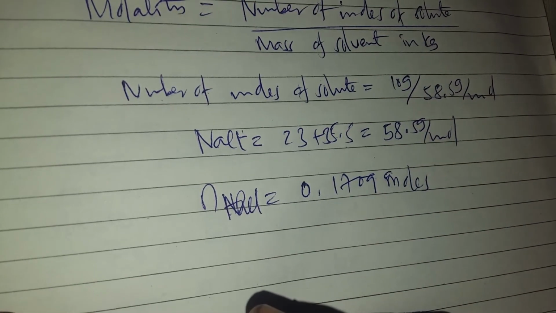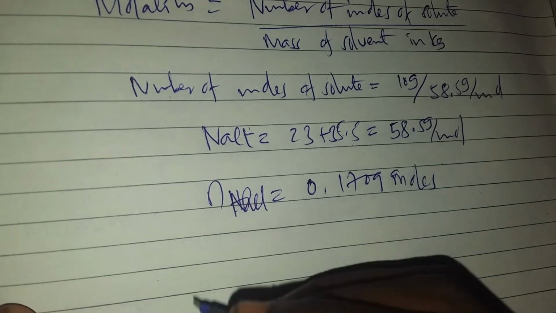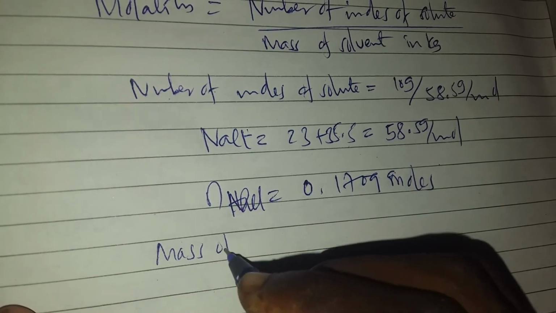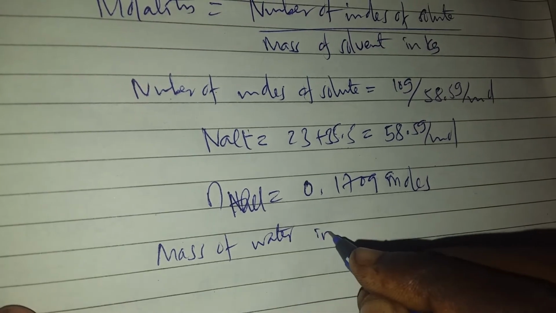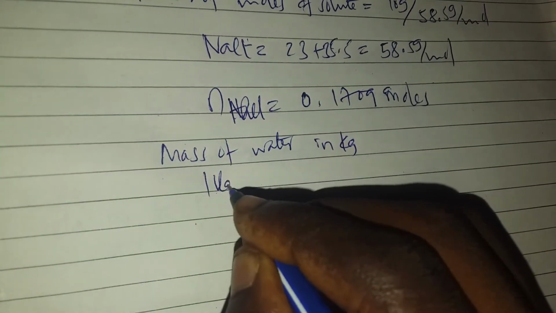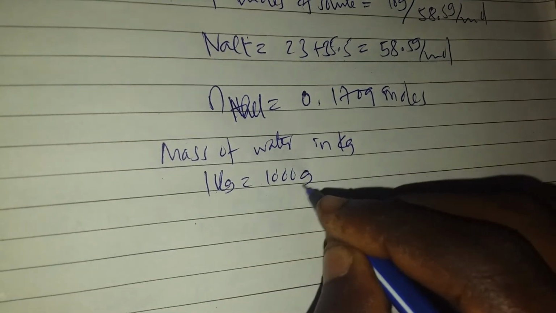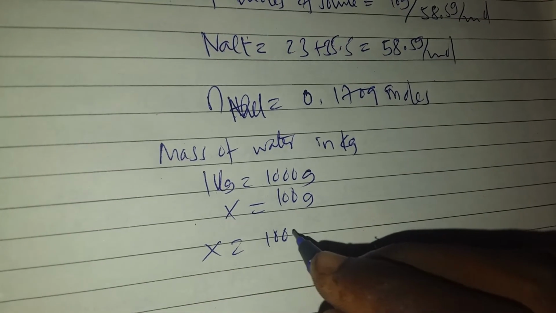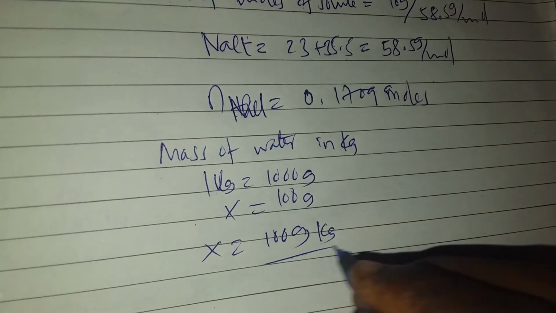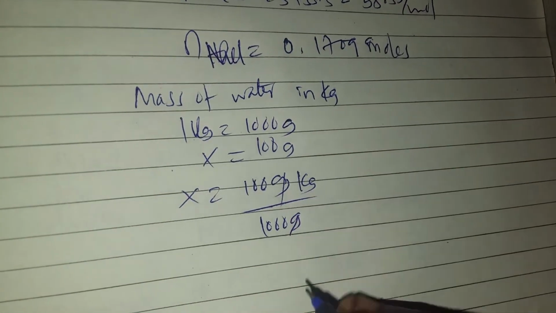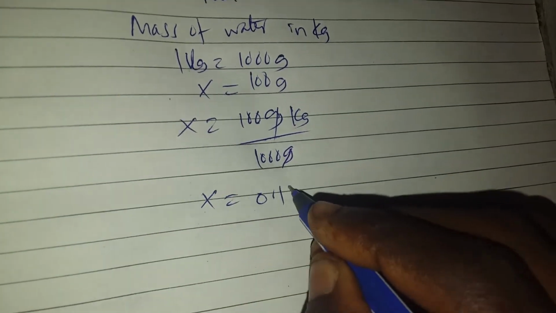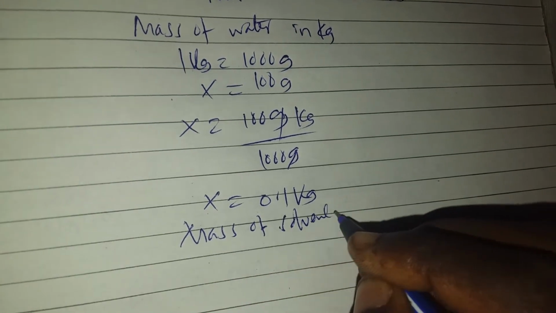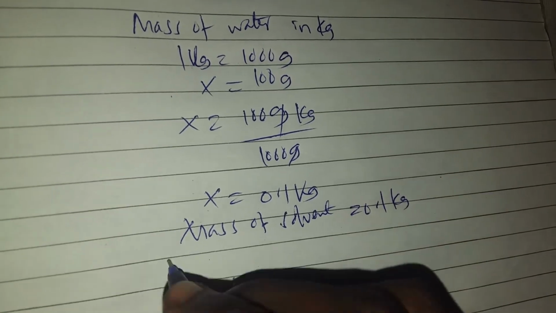Then we say the mass of water in kilograms. So 1 kilogram is equal to 1000 grams. 100 grams is equal to x. X will be equal to 100 grams times 1 kilogram divided by 1000 grams. Grams and grams cancel, and it should be equal to 0.1 kilogram. So the mass of solvent is equal to 0.1 kilogram.